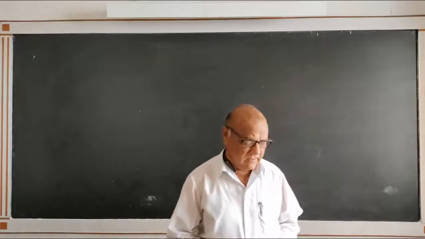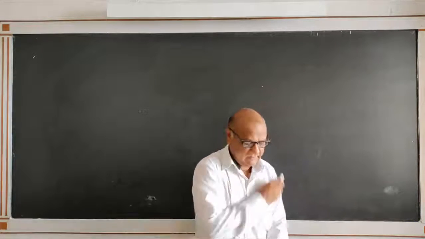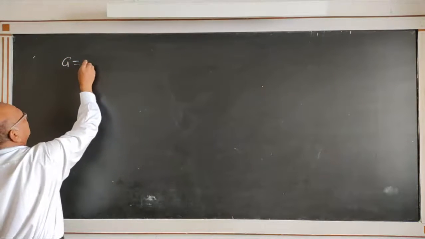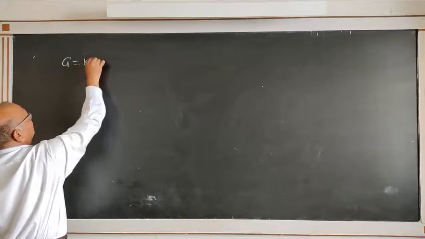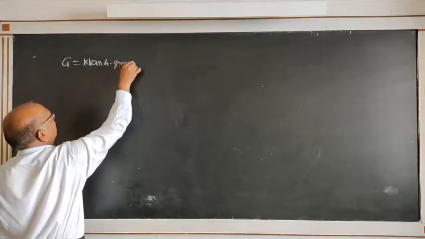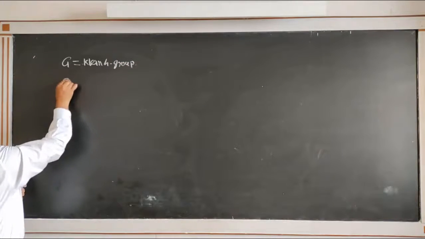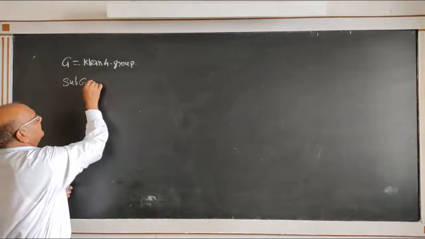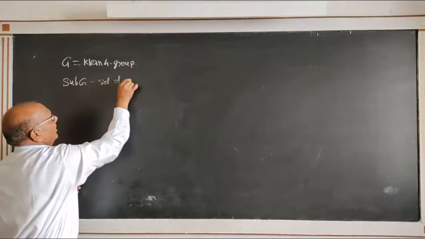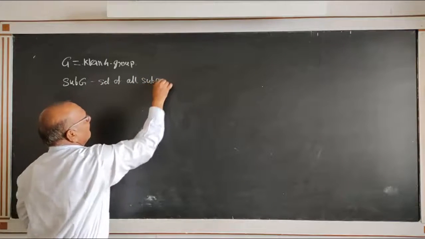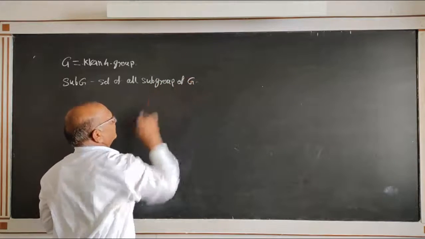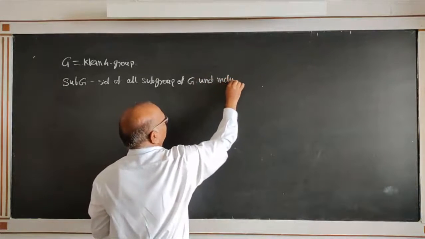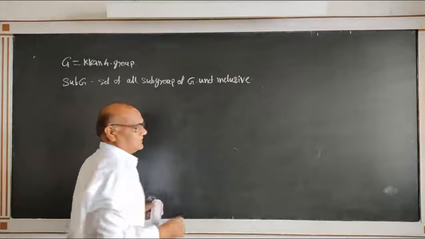Hello friends, now we will continue with diagrams. Let G be the Klein 4-group. Sub G is the set of all subgroups of G under inclusion. That means subset.